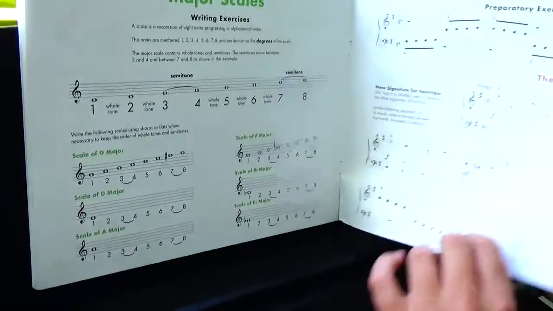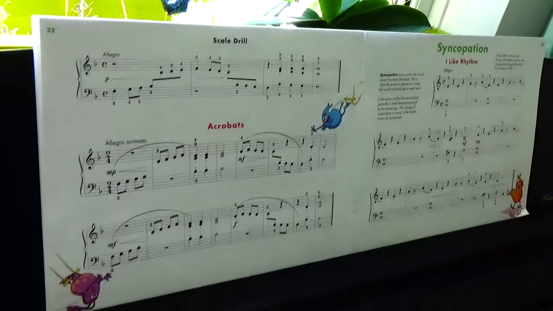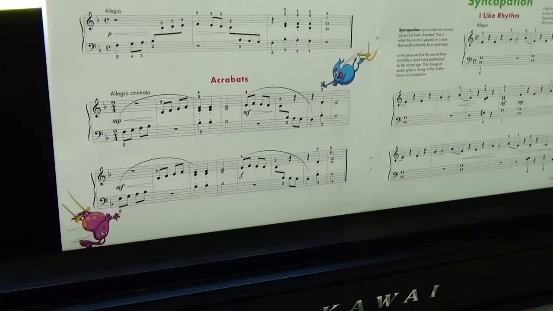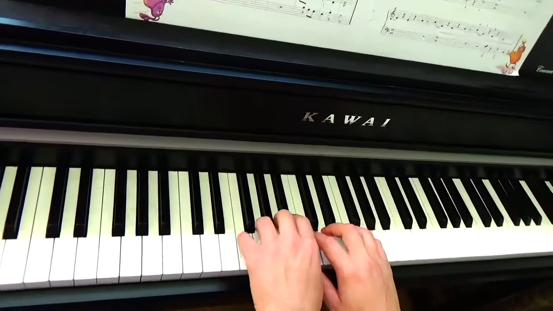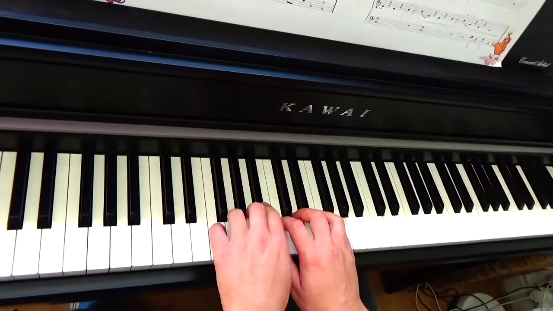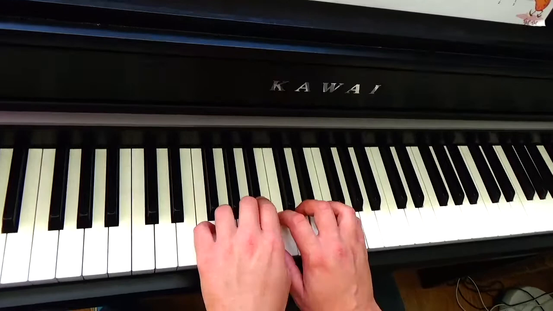Let's now move to the song first, and then we will play also the scale drill. I want to play first of all at a high speed, and then we will talk about the technical details, even though there are not that many to be clarified. I hope that at this point you know pretty much. So, allegro animato is quite fast. I start mezzo piano.